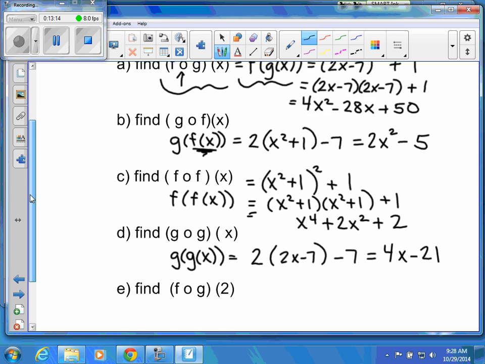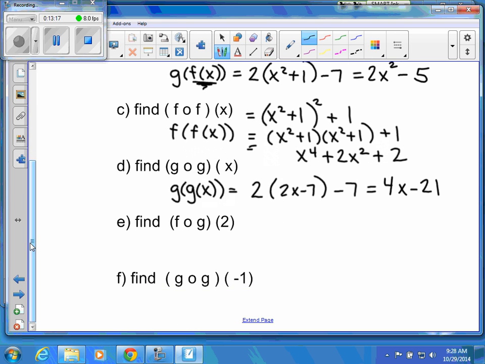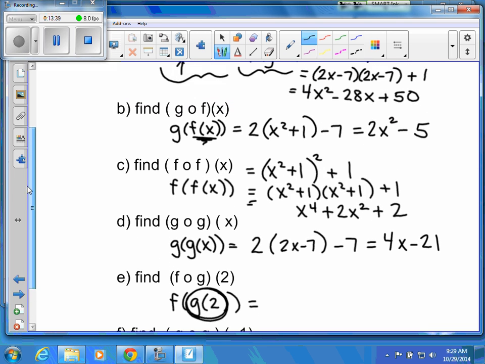Okay, now, instead of x's, we do f of g of 2. I'm going to show you 2 different ways how to do f of g of 2. Okay, here's the first way. All you do is go back up into your equation, and you find what g of 2 is. What is g of 2?